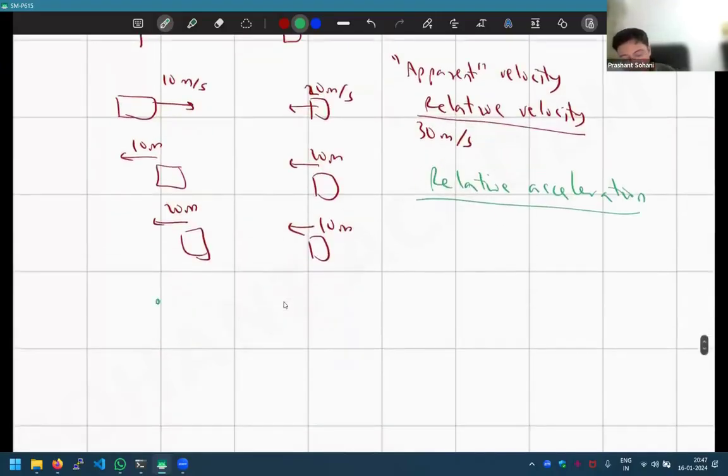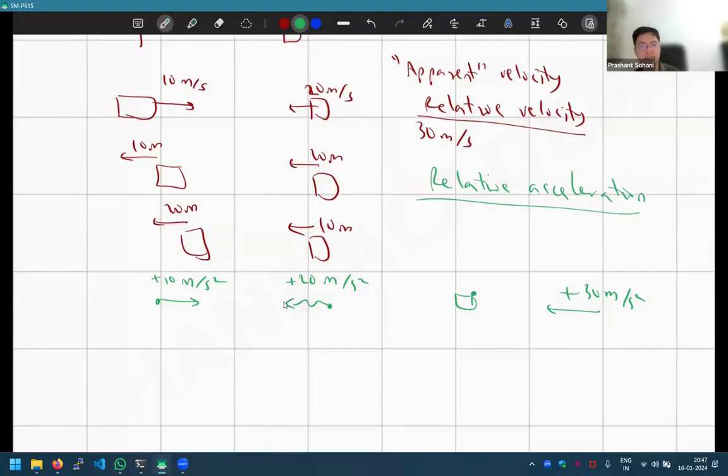Suppose now you are not only traveling towards, but you are accelerating at 10 meter per second square, and that object is also accelerating towards you at 20 meter per second square. So now what will appear is that as if that object is accelerating towards you at plus 30. So from your perspective, it will appear as if that object is accelerating at plus 30 meter per second square, and you are stationary. And similarly, other cases can be worked out. So similar to relative velocity, you can also have relative acceleration.